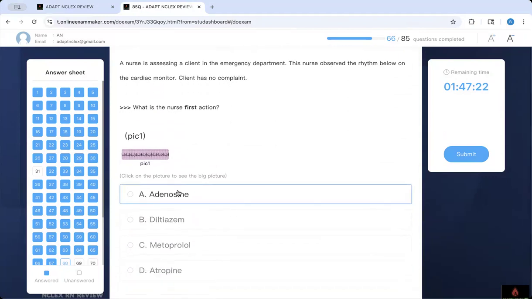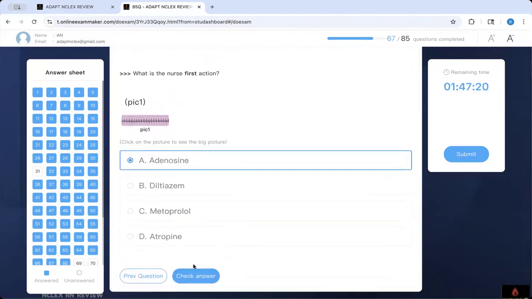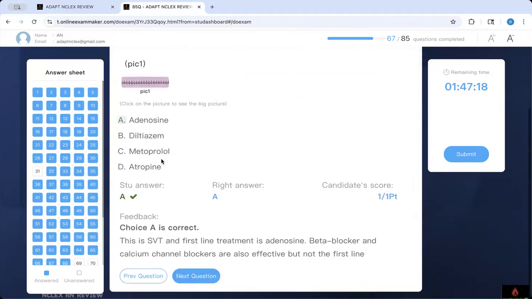This is SVT, and adenosine is the most important medication. All the rest can treat it, diazepam, metoprolol, but the most effective way of treating SVT is to give them adenosine. Write it down. Don't forget that concept.